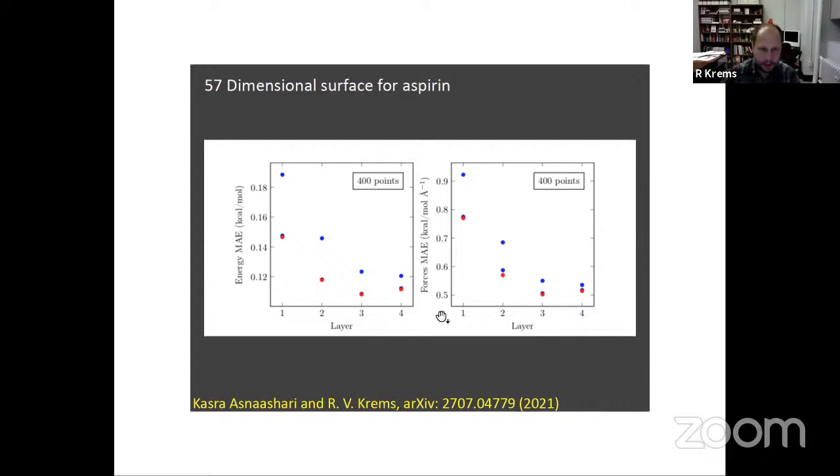And if you look at the actual accuracy of the model, it's about 0.1 kcal per mole. Typically when people build models of this kind of molecules, they aim at an accuracy of 1 kcal per mole, which is the ballpark of thermal fluctuations at room temperature. Now, what we're talking about here is a global model of a potential energy surface for a 57-dimensional molecule obtained with only 400 ab initio calculations. So I think this is quite impressive.